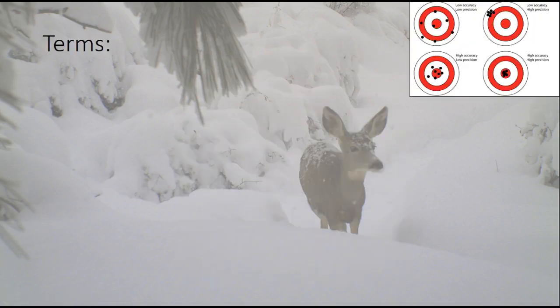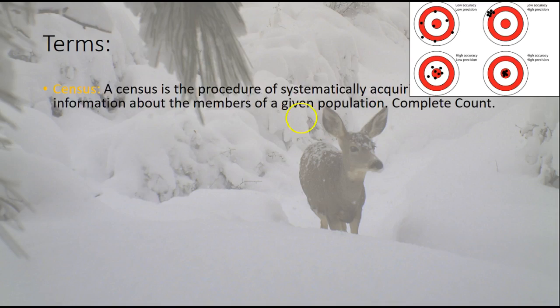Before we get started, we need to become familiar with some terms. So a census is when you count every member of the population, systematically acquiring information about the members of a given population. It's a complete count. Now, what are some problems with this in wildlife research or in any ecological research? The problems are that the odds of you actually counting every individual are slim to none. Therefore, if you assume you have them all, you're probably off.